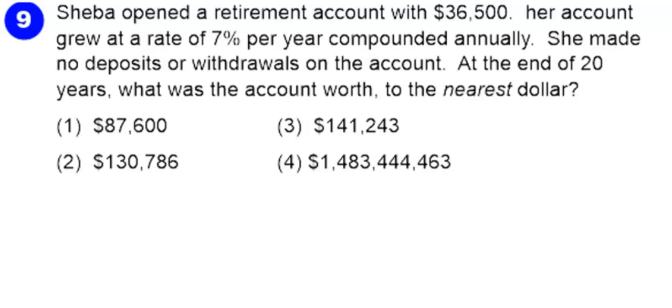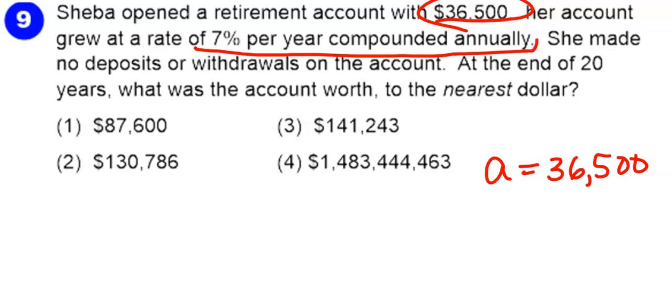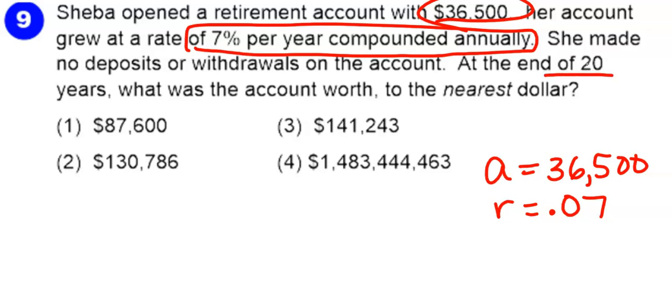Number 9 talks about opening a retirement account with an initial value of $36,500. She grows at a rate of 7% compounded annually, so that rate is 0.07 as a decimal. She made no deposits or withdrawals, and we want to know how much she'll have at the end of 20 years. So the time is 20.